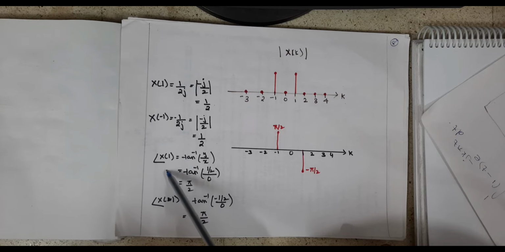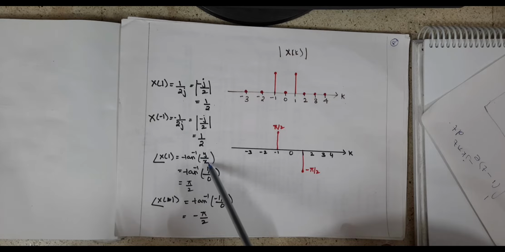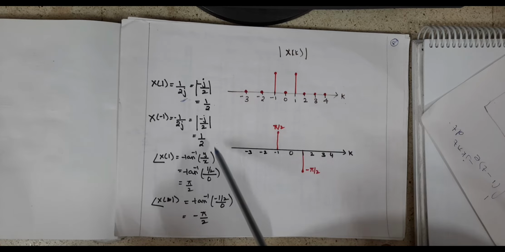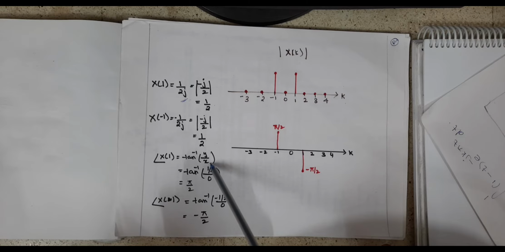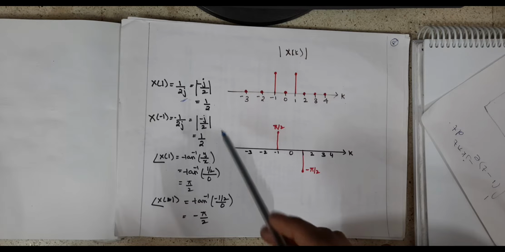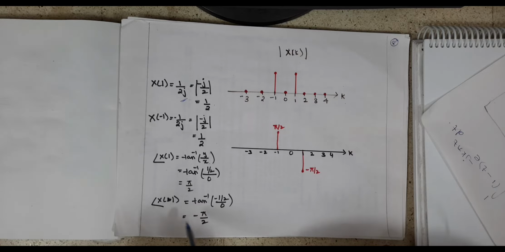So the angle, how do you find it? Tan inverse of y by x. So if you see here, for this part, this is imaginary part by real part. The imaginary part is 1, multiplying and dividing, so it is 1 by 2. And for this also it is 1 by 2.